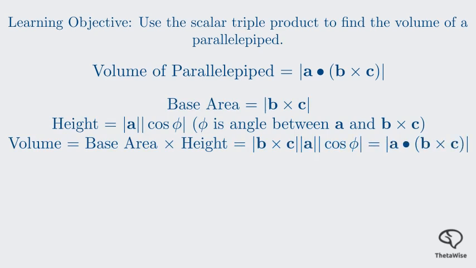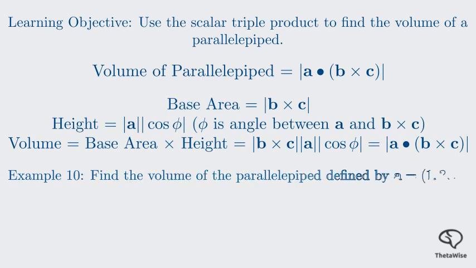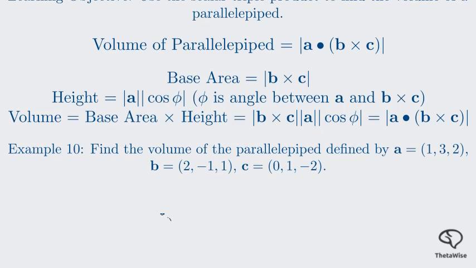Let's apply this formula. To find the volume, we calculate the scalar triple product and then take its absolute value. Find the volume of the parallelepiped defined by vectors A equals 1, 3, 2, B equals 2, 1, 1, and C equals 0, 1, 2. The formula for the scalar triple product is the determinant of the 3x3 matrix whose rows are the components of the 3 vectors. Let's expand this determinant.